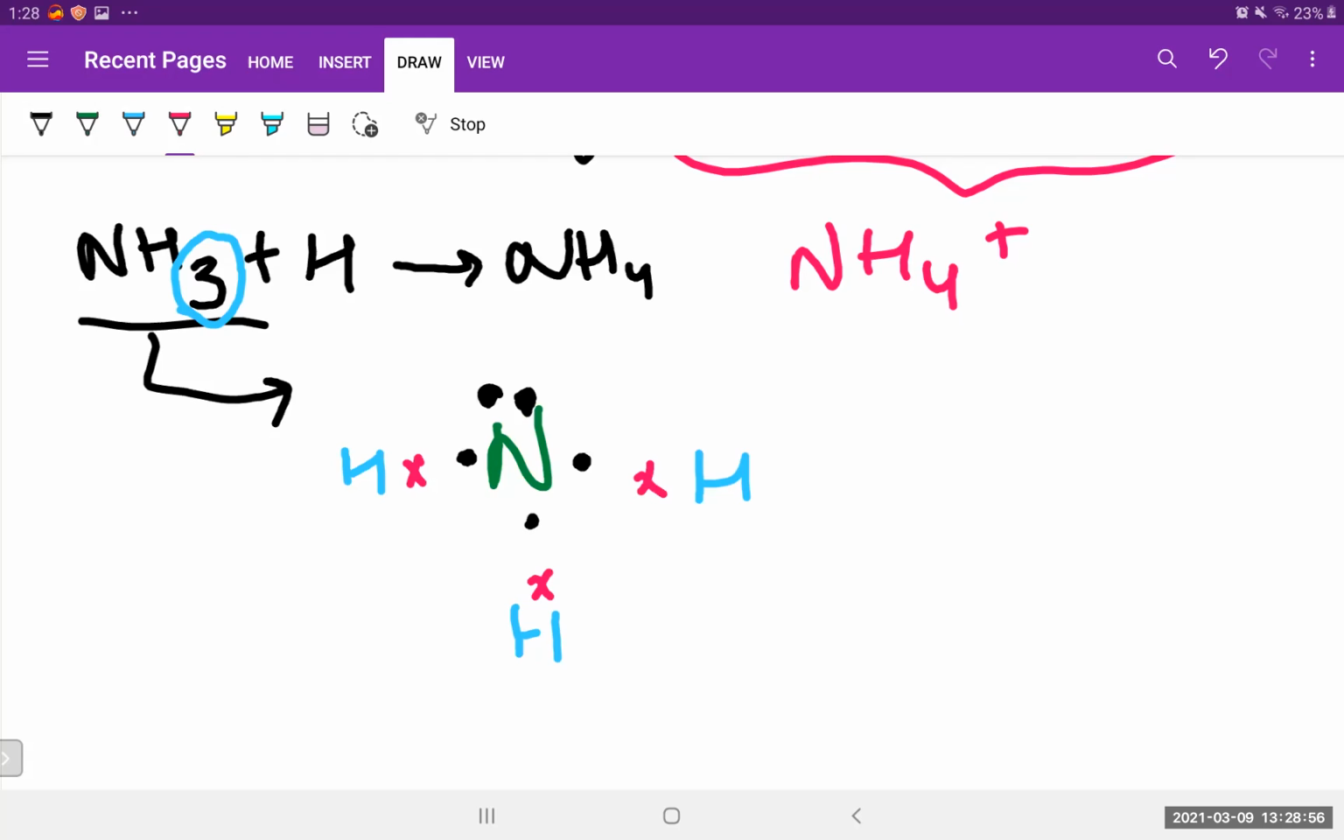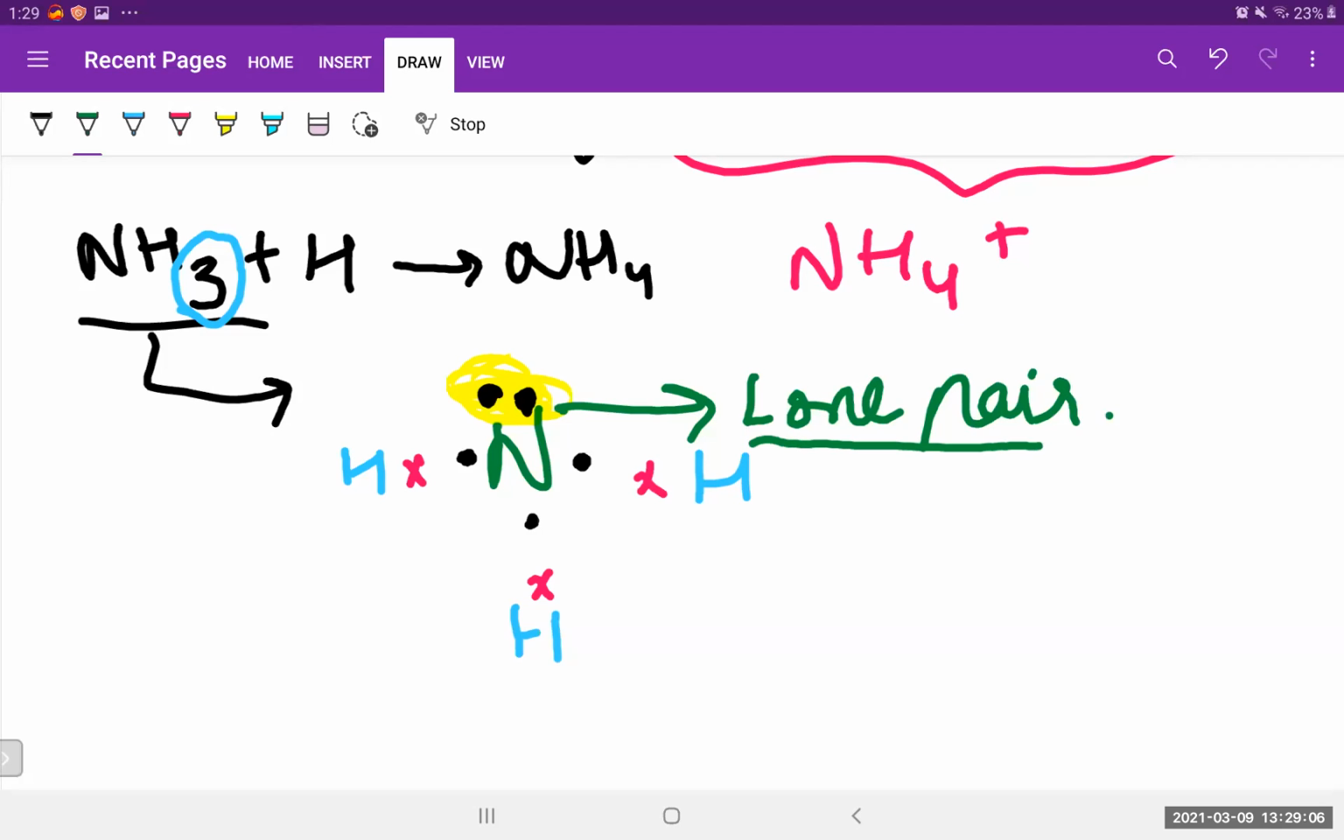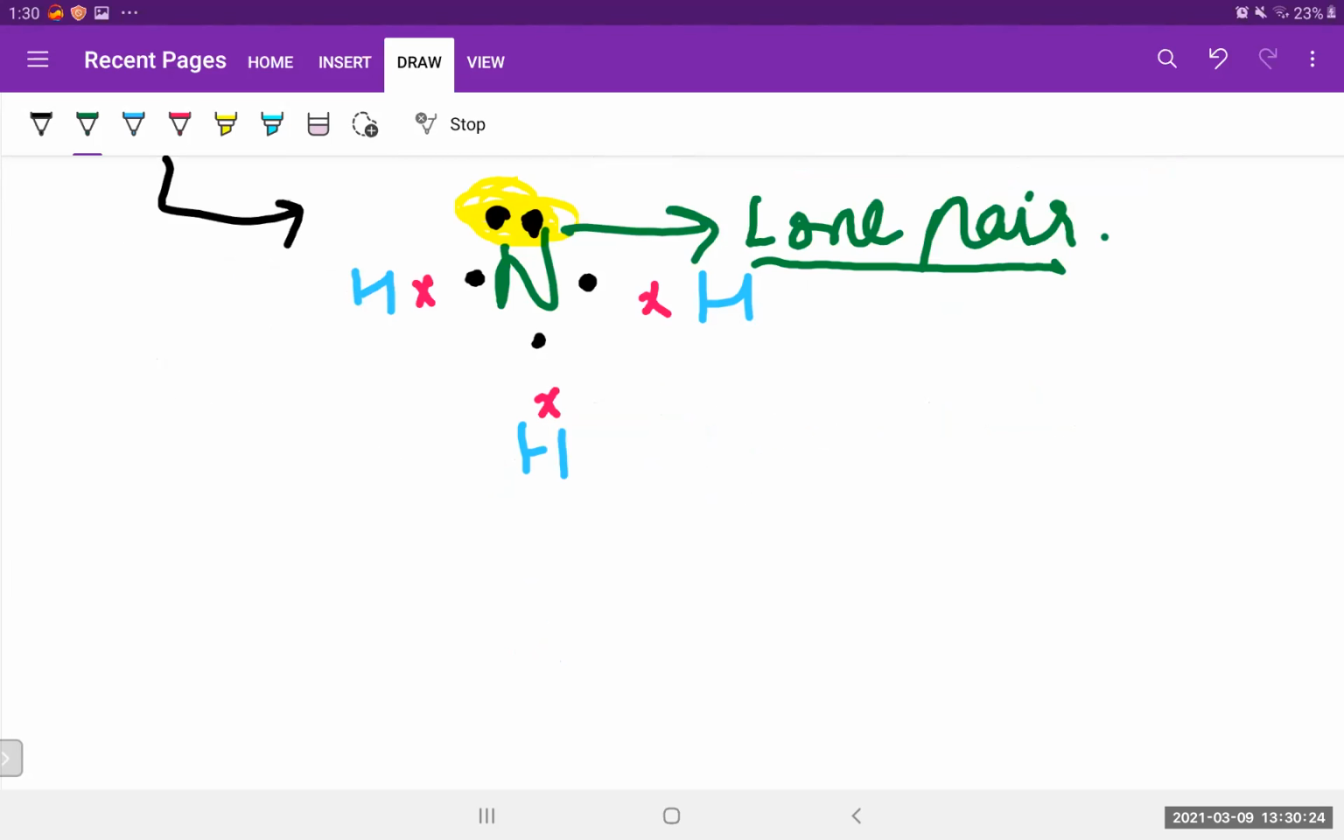Okay, now see here. This is actually a lone pair. This is only called a lone pair. So tell me, is it fulfilling the condition? So see, this is the lone pair which I was talking about. Let's move ahead and look at how one hydrogen atom will be added to it.